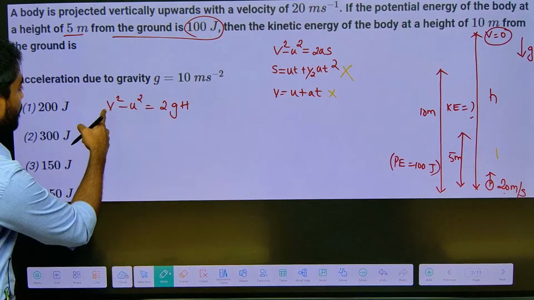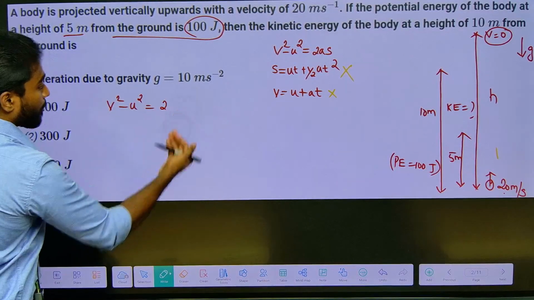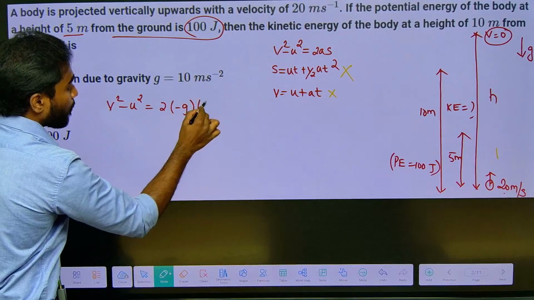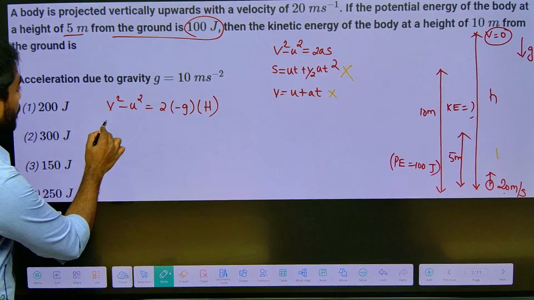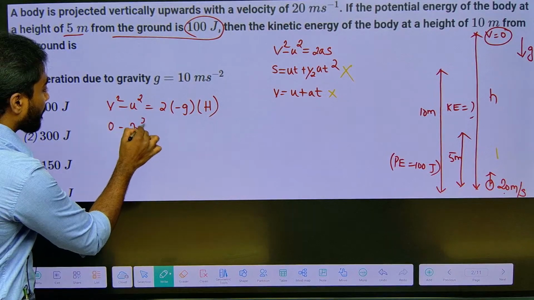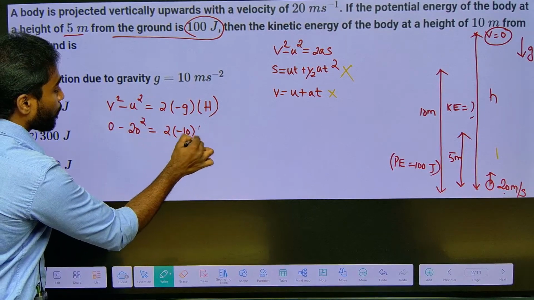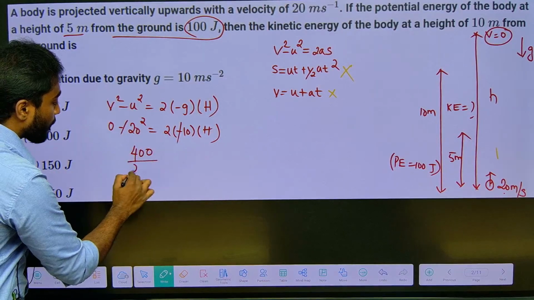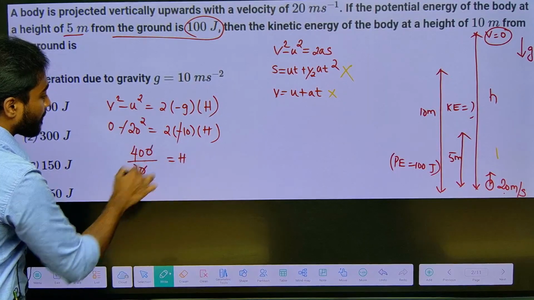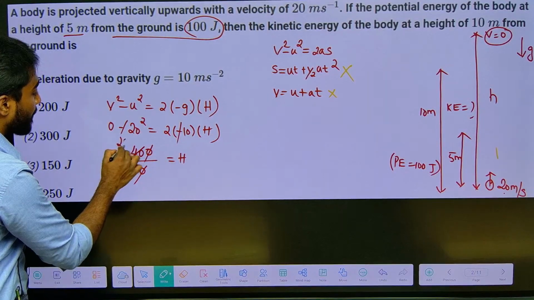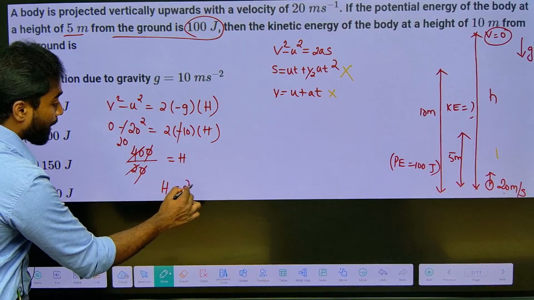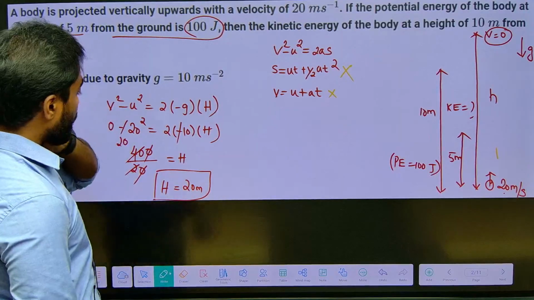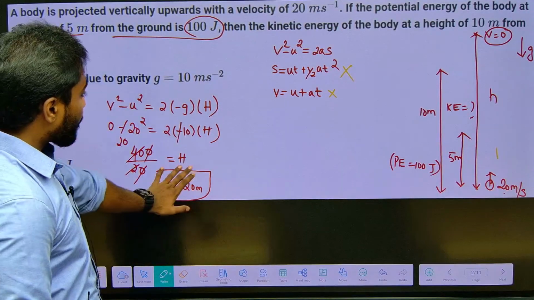What is v square? Minus g will come, 2 times of minus g into h. So v is 0, minus 20 square will be equal to 2 times of minus 10 into h. So minus and minus will get cancelled. This is 400 divided by 20 will be equal to h. 0 and 0 got cancelled, 1 times, and this is 20 times. So the total height the ball went is 20 meter. 20 meter, right. Okay, fine.